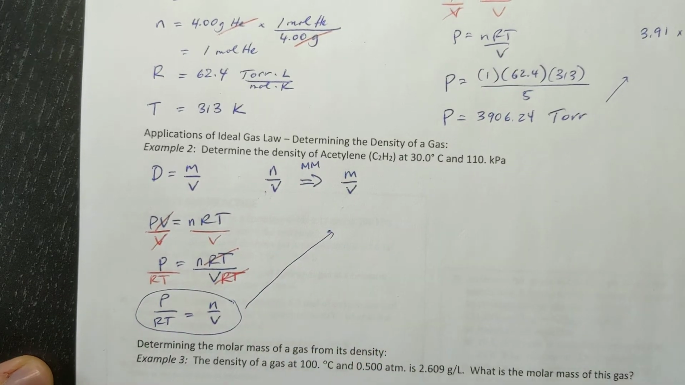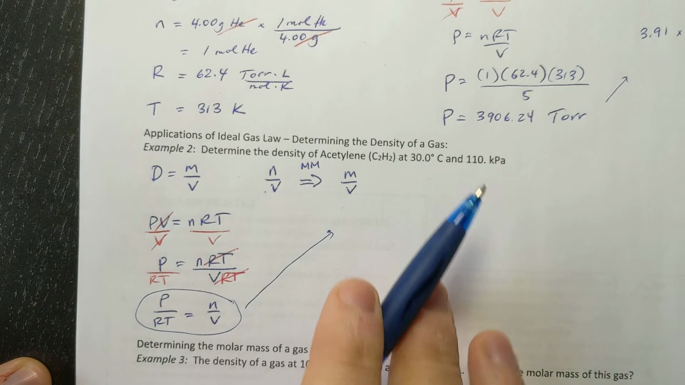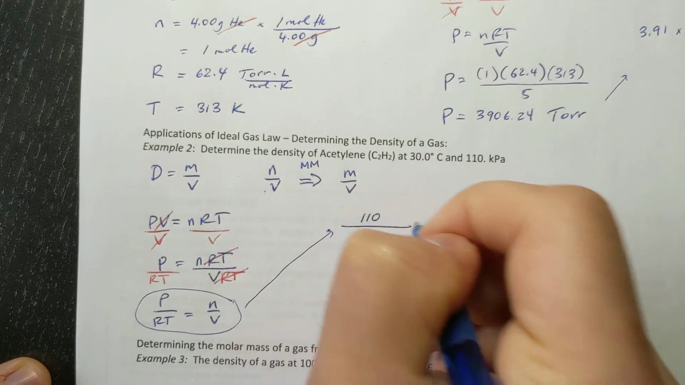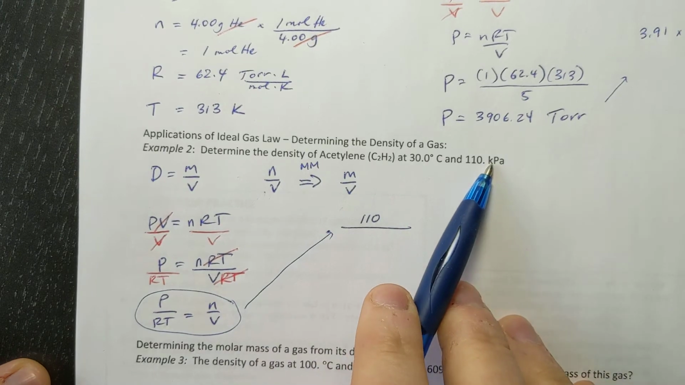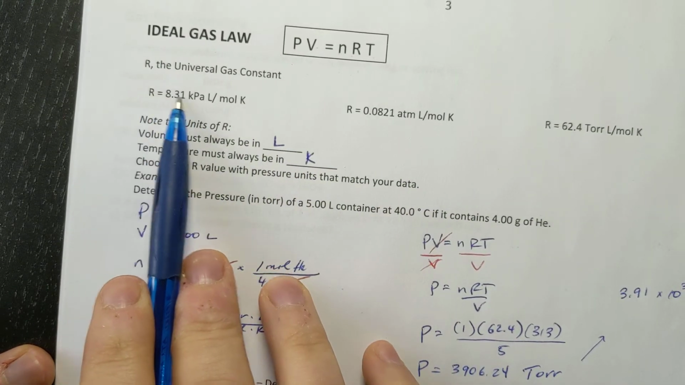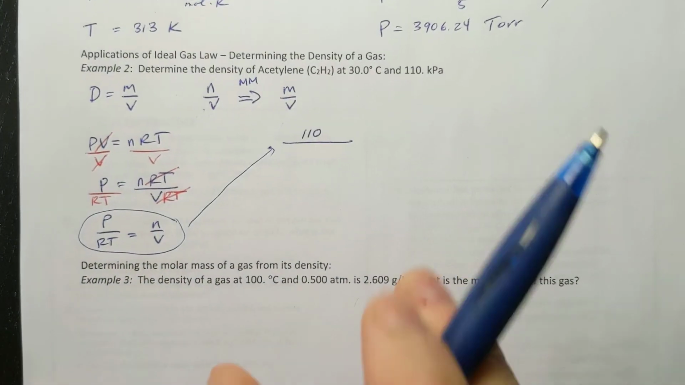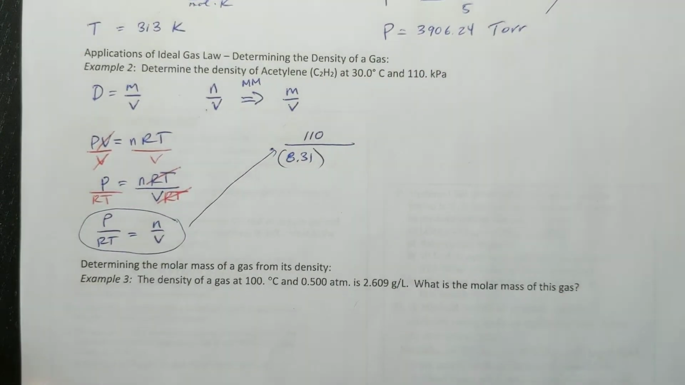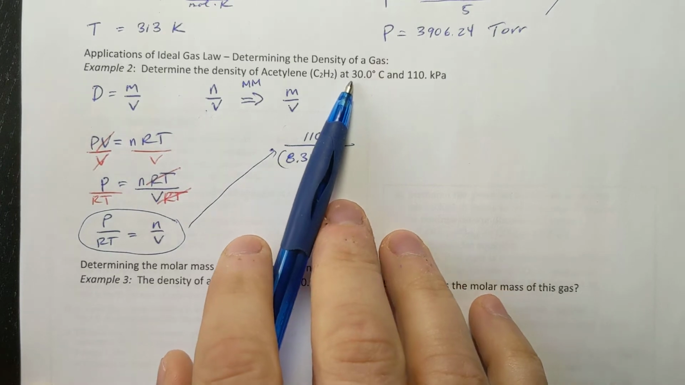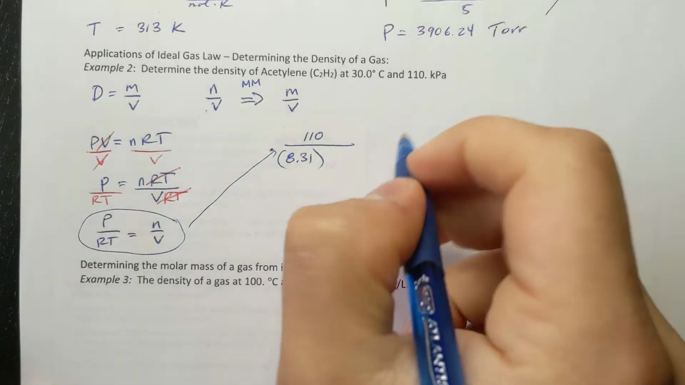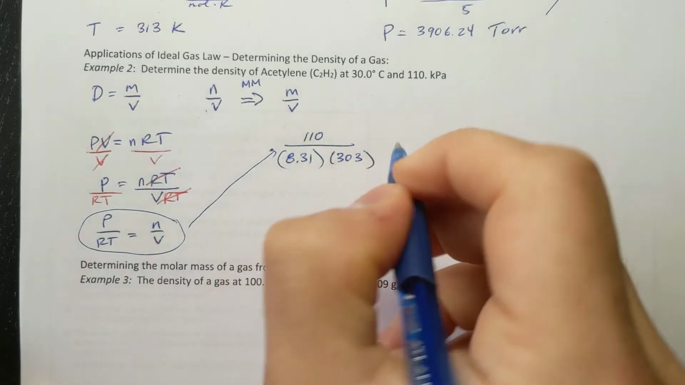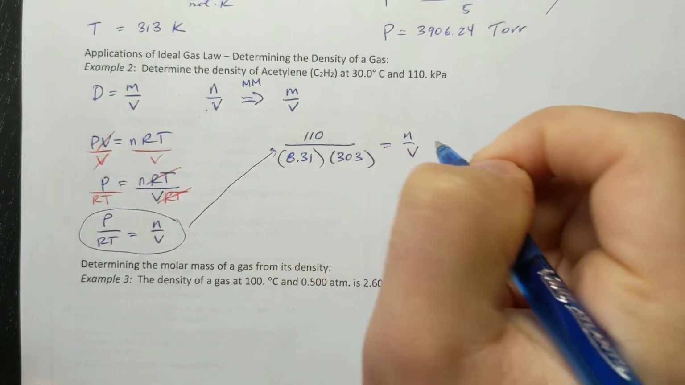So now I'm going to plug in these values. My pressure is 110 kilopascals. Because it's kilopascals, I'll look up here. My R value is 8.31. And then my temperature is given as 30 degrees Celsius. So that should be 303 Kelvin. And that's equal to N over V.